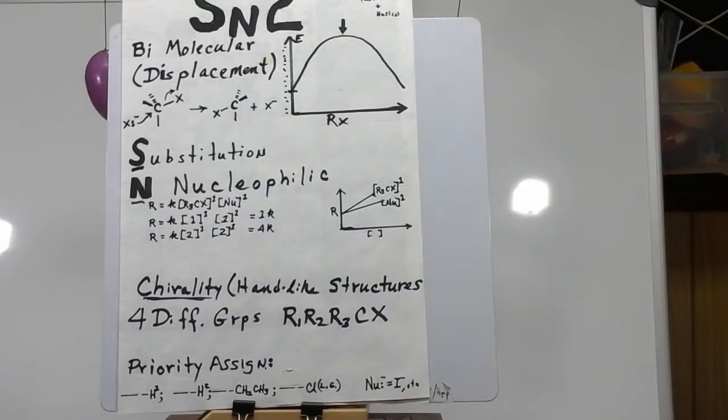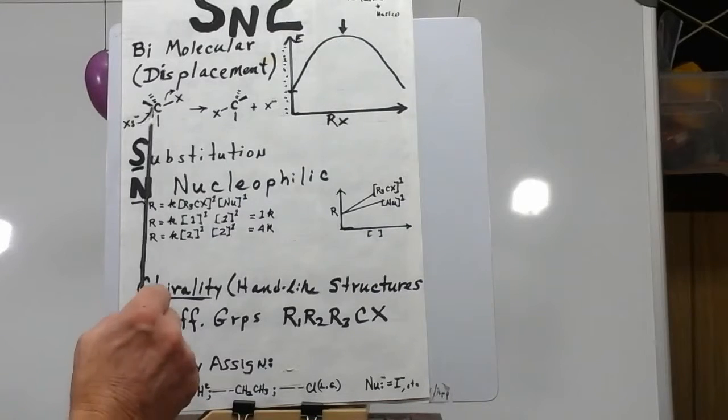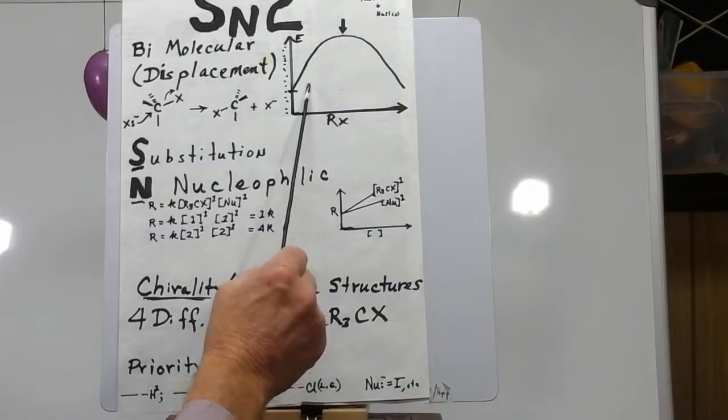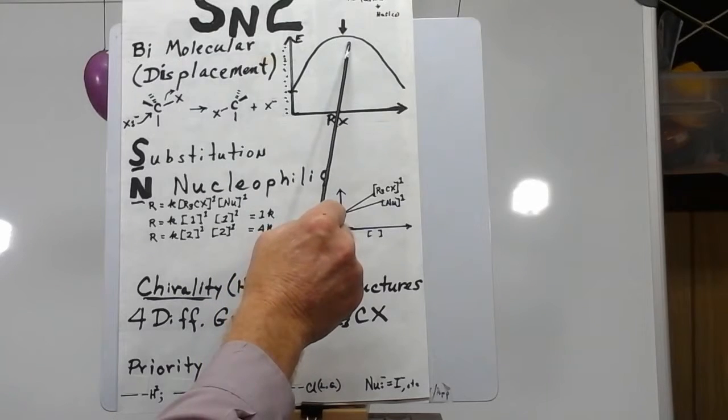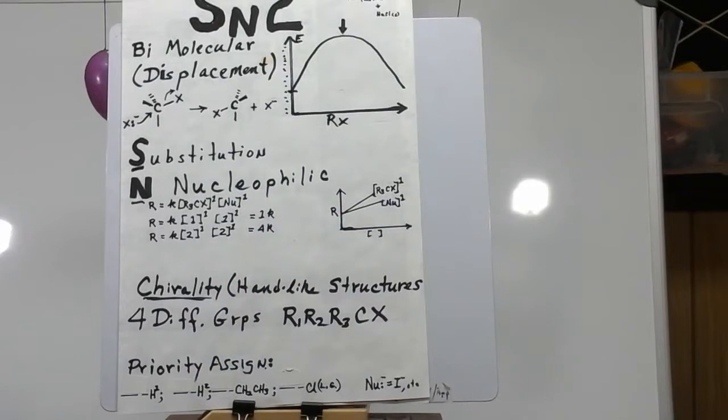So that is 1 step. But there are 2 species involved in this rate determinant step. This is the rate determinant step, 1 step. So what do we mean by that? Look at the kinetics again. You notice on the SN1 we had a flat line. Now we do not, because it's first order in the R3CX, first order in the nucleophile.